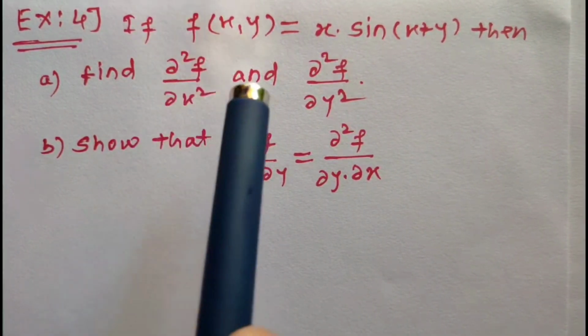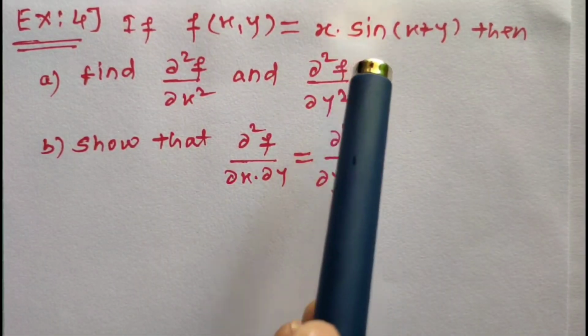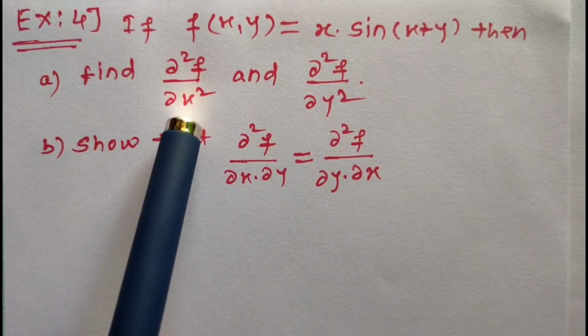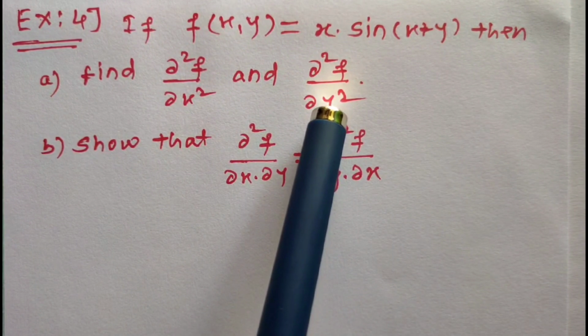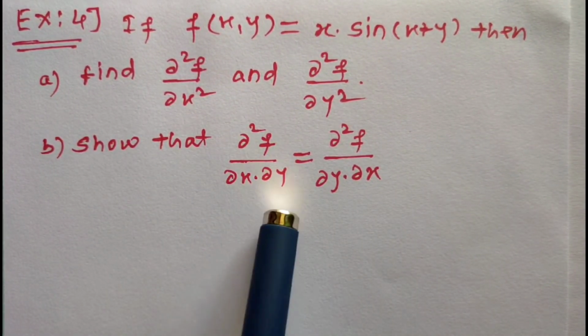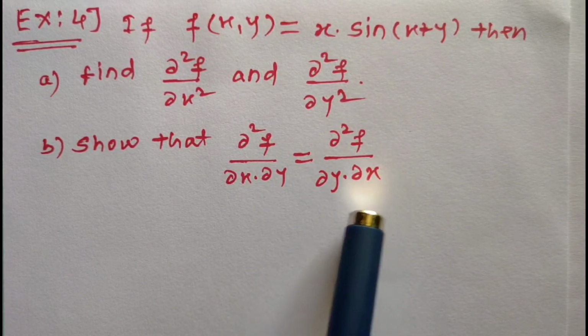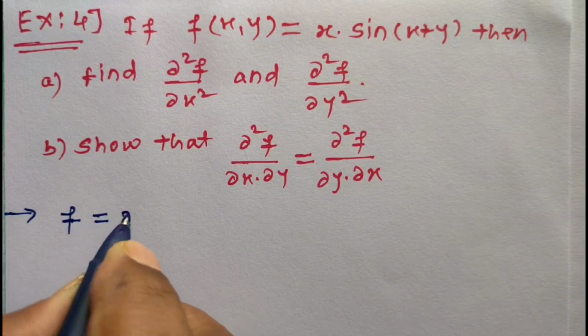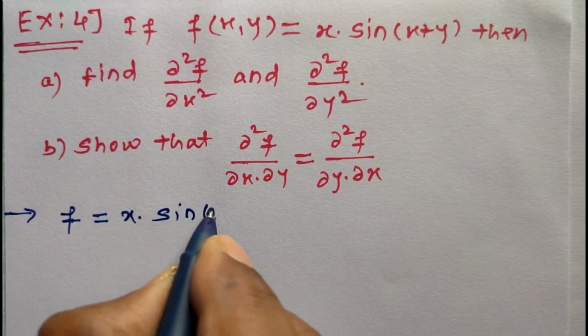If f(x, y) is equal to x into sine of (x plus y), then A: find ∂²f/∂x² and ∂²f/∂y². And then B: show that ∂²f/∂x∂y is equal to ∂²f/∂y∂x. Let us solve this. Given that f is equal to x into sine of (x plus y).